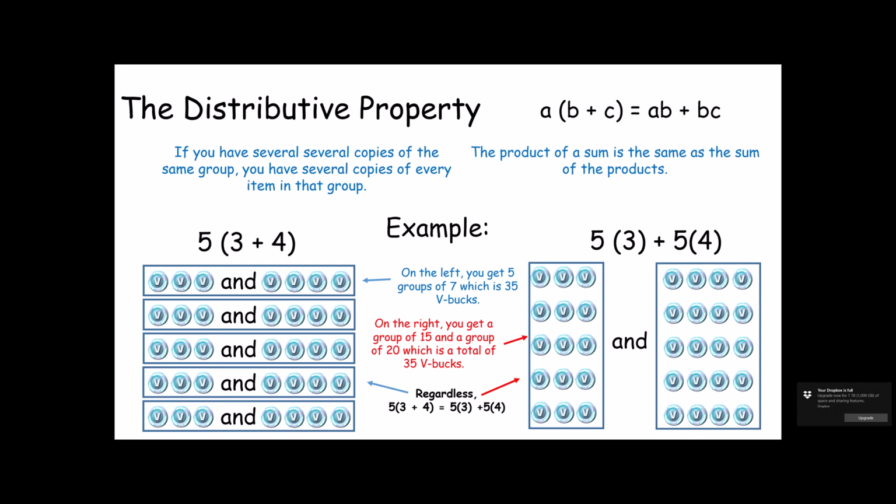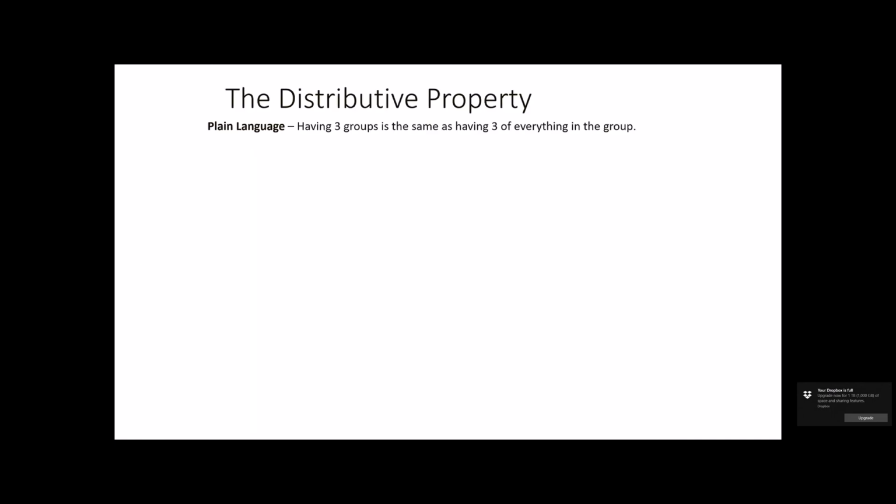Now, I don't normally do this in my algebra class, but in my pre-algebra class, or my 7th grade advanced math class, I actually show a couple different illustrations that might help. If I wanted to say the distributive property in plain language, I might say having 3 groups is the same as having 3 of everything in that group.